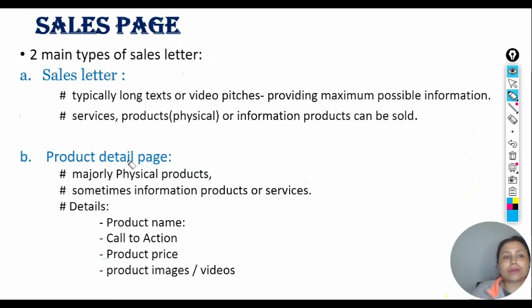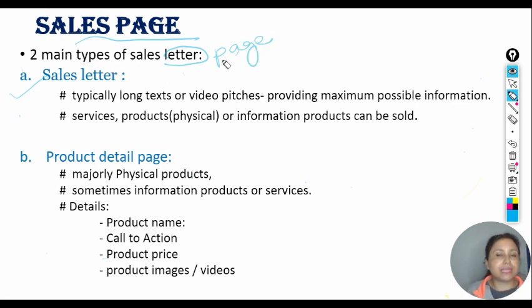Next is, how do you create this sales page? So what is basically a sale? A sale happens when your visitor goes for the purchase of a product. The sales page is designed to persuade the visitor to take a specific action of purchase, either of your product or of your services. There are two main types of sales page: A is your sales letter and B is your product detail page.